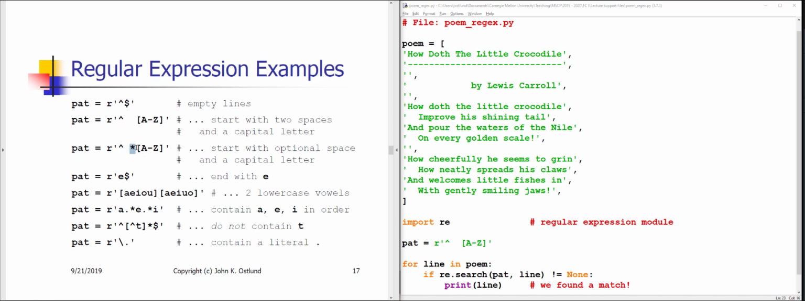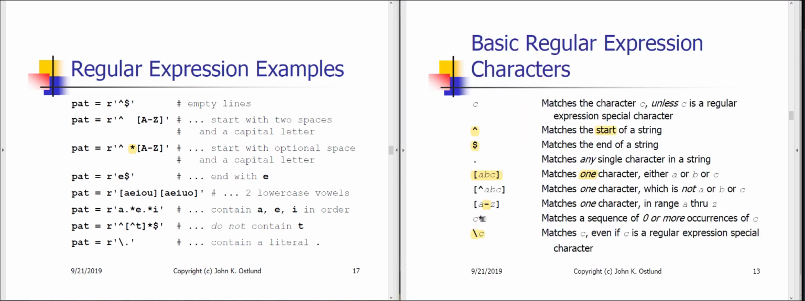Now, the star in regular expression notation modifies the meaning of the character immediately in front of the star. What it means is to match a sequence of 0 or more occurrences of whatever that character is. In the pattern on slide 17, the character that is in front of the star is one space character.